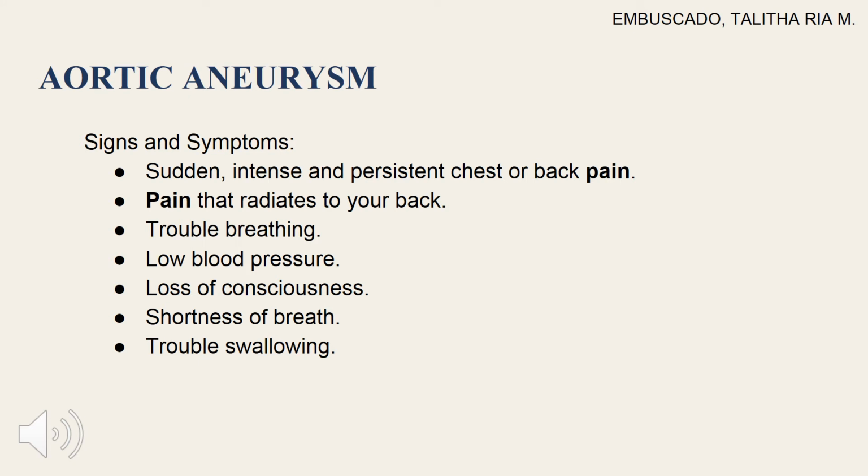Aortic aneurysms are commonly asymptomatic and are found incidentally. However, when it becomes symptomatic, it usually presents with sudden intense and persistent chest or back pain or pain that irradiates to your back. Other symptoms of thoracic aortic aneurysm include trouble breathing, low blood pressure, loss of consciousness, shortness of breath, and trouble swallowing.